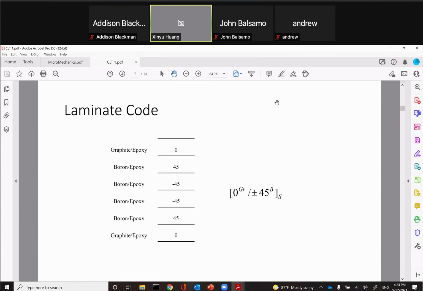You could have different material, so you can have a superscript designate the nature of that layer. This means the 0 layer here is graphite. Plus minus 45 is boron, B for boron fiber, or G for glass fiber, whatever. So plus minus 45 is boron, and then symmetric. So you have 2 types of material, a total of 6 layers, 4 layers of boron epoxy, 2 layers of graphite epoxy. Okay.